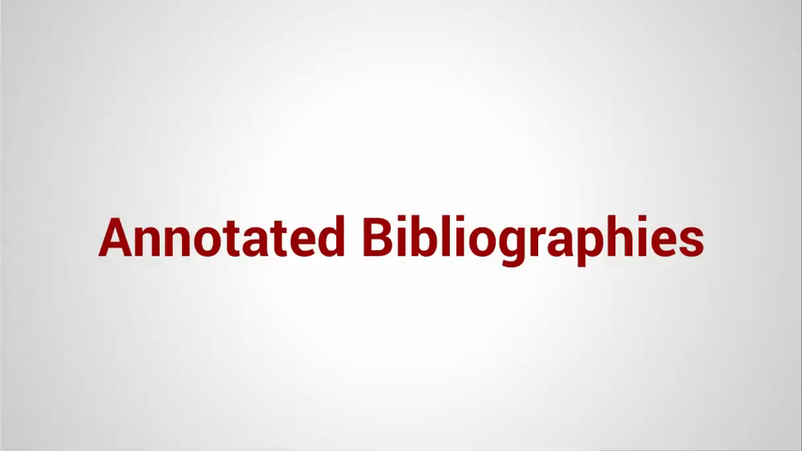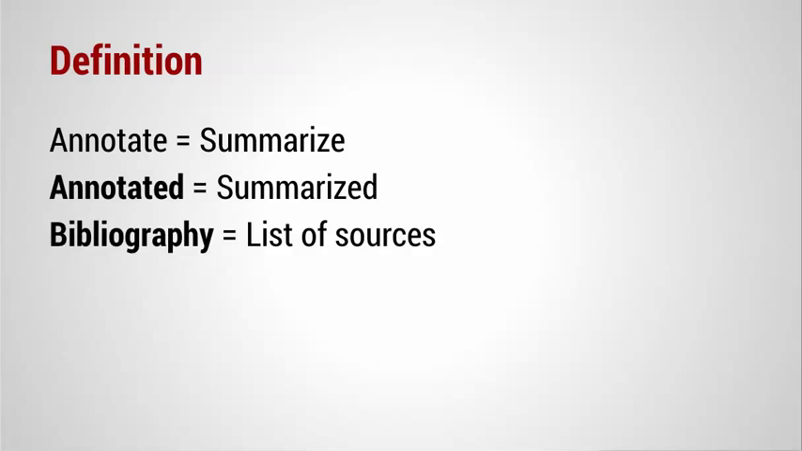First, let's talk about what an annotated bibliography is. The word annotated is the past tense version of the word annotate, which means to summarize. So an annotated bibliography is a summarized bibliography, and a bibliography is a list of sources. So an annotated bibliography is really just a list of sources for which you've summarized each source.